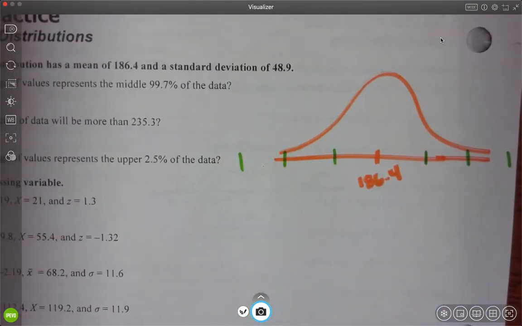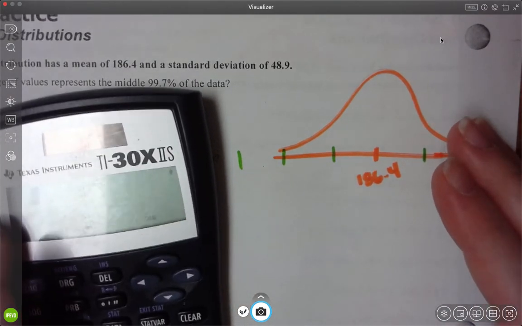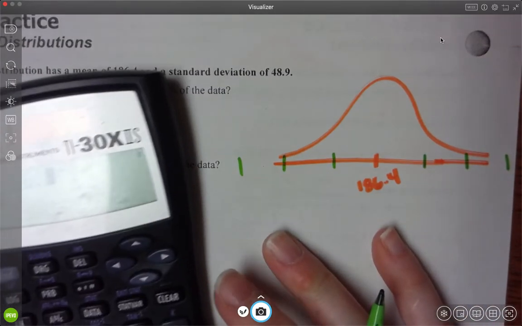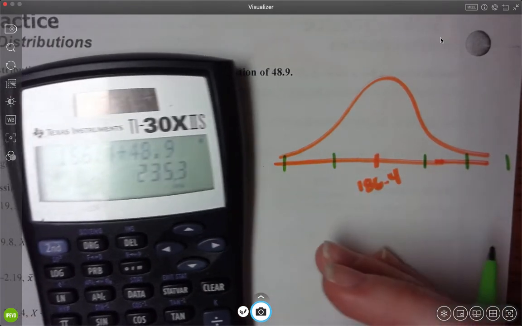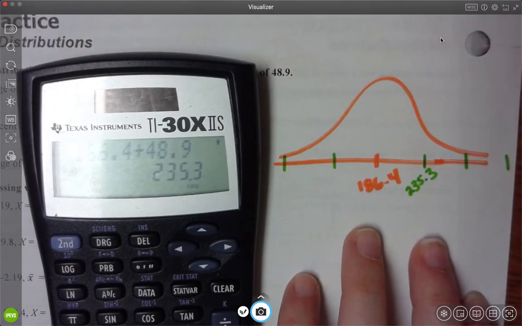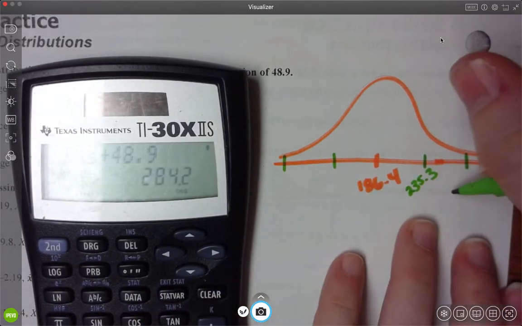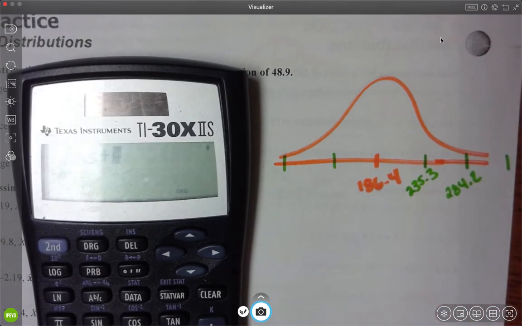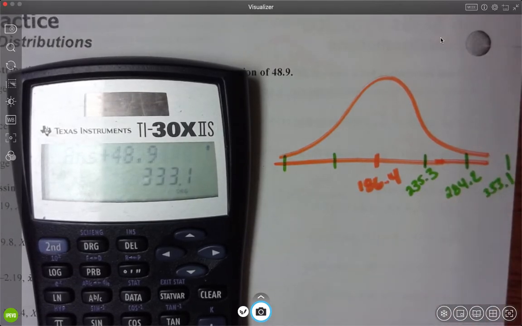This one I'm going to need a calculator because I have decimals. So 186.4, and I'm going to add 48.9. This first number is going to be 235.3. If I add another 48.9, that's going to be 284.2. Now I want to add one more set of 48.9, and I have 333.1. That's what it will look like.